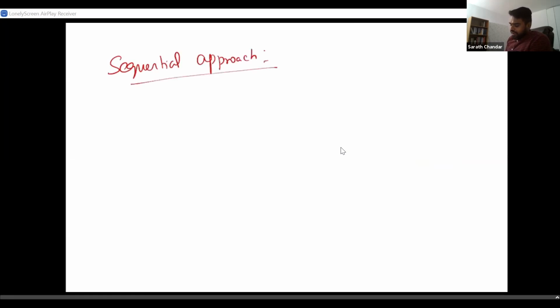Let's say y_1 of x to y_{m-1} of x are already learned. We have somehow learned y_1 of x to y_{m-1} of x, and also the corresponding alpha_1 to alpha_{m-1}.